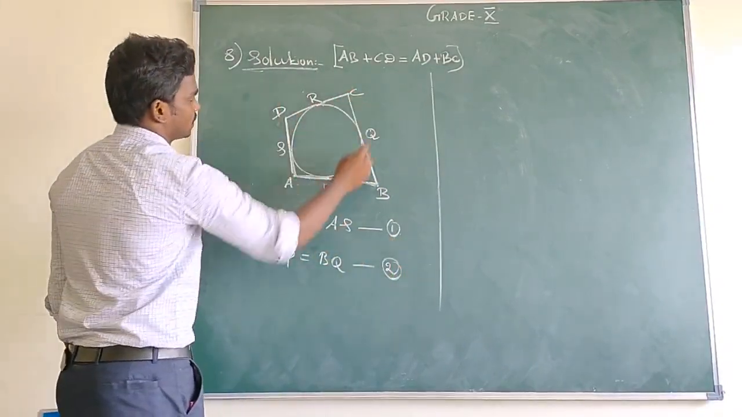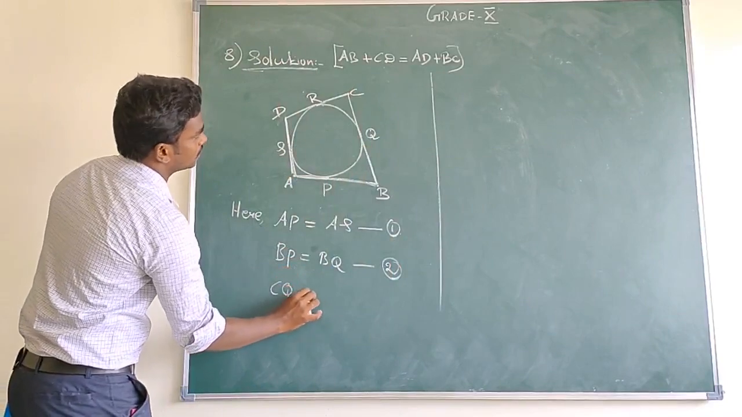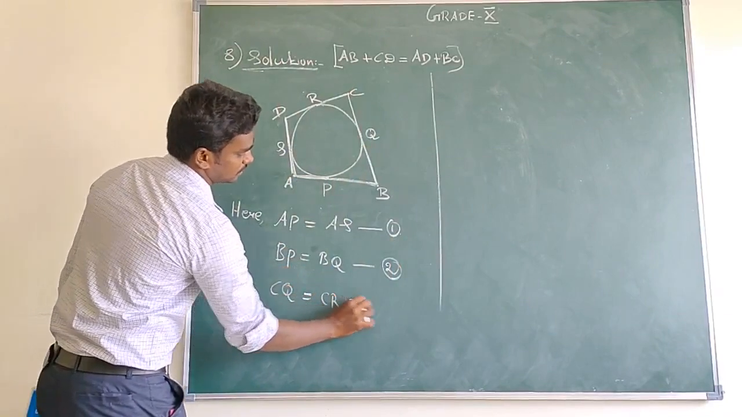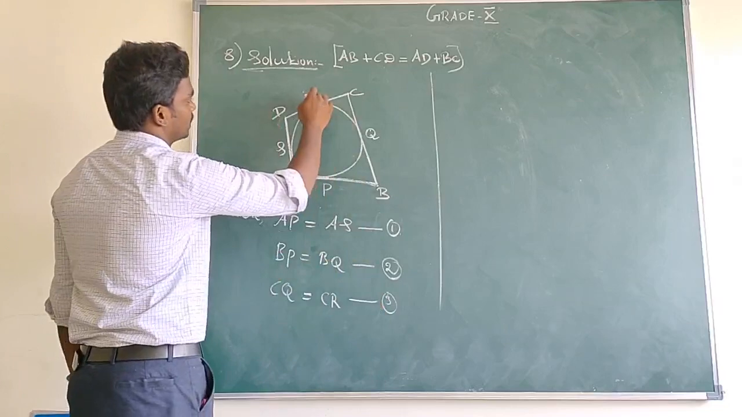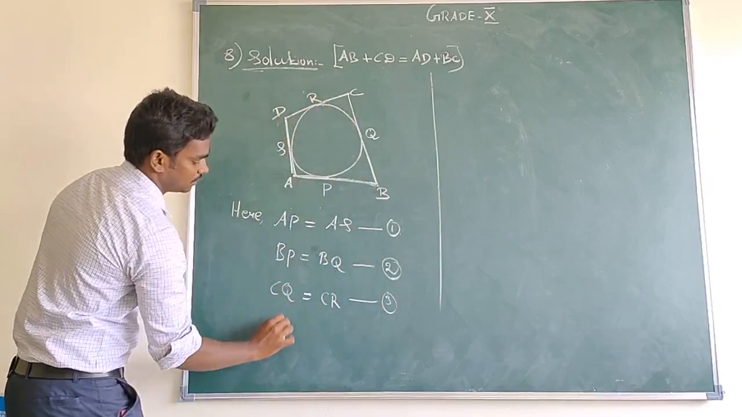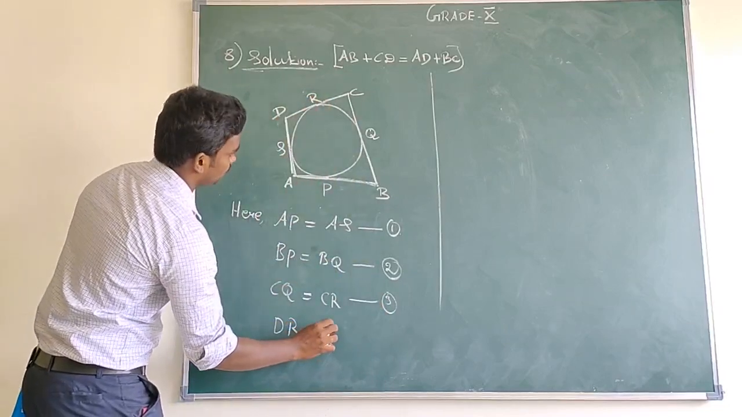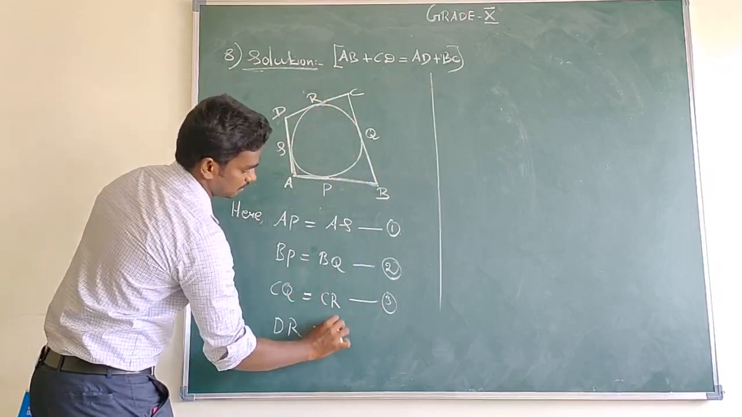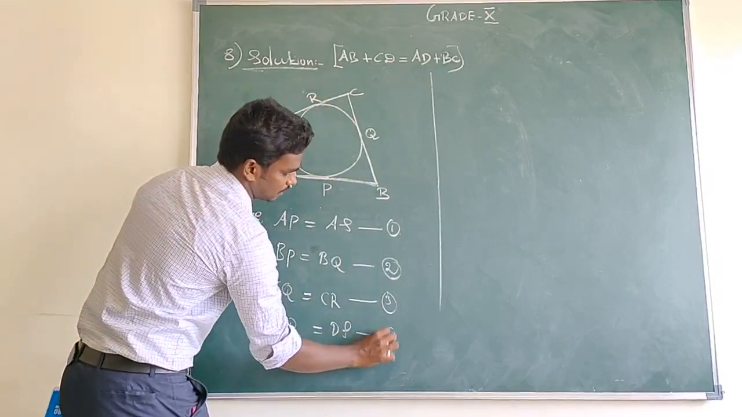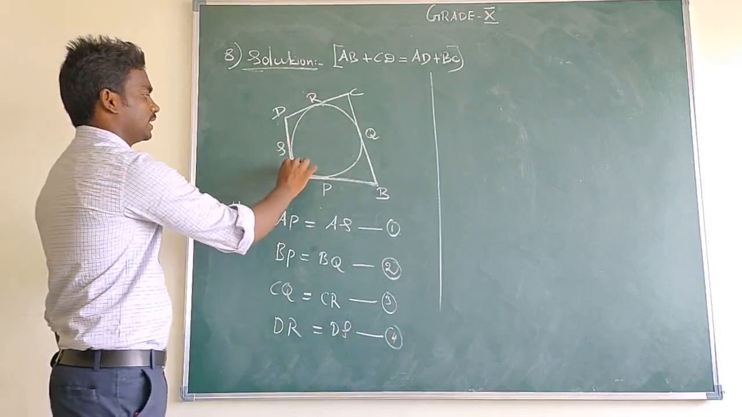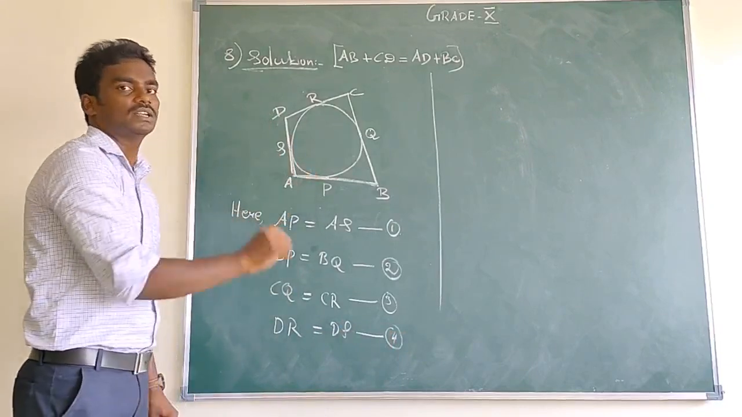What is next? CQ is equal to CR. So this is the third equation. What is the next condition? DR is equal to DS. So this is the fourth equation. Because the lengths of the tangents from an external point to a circle are equal in measurement.